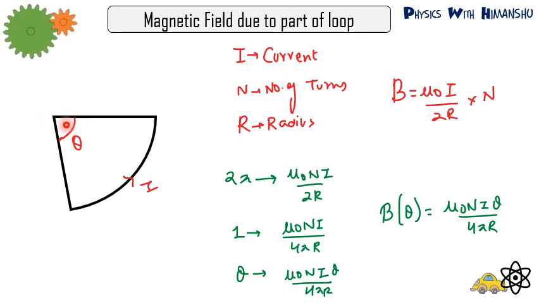Suppose the full circle is there, then theta will be 2 pi. If half circle is there, then theta will be pi. If 1/4 circle is there, then theta will be pi by 2. So magnetic field depends on the theta. So the formula is mu naught ni theta by 4 pi r.